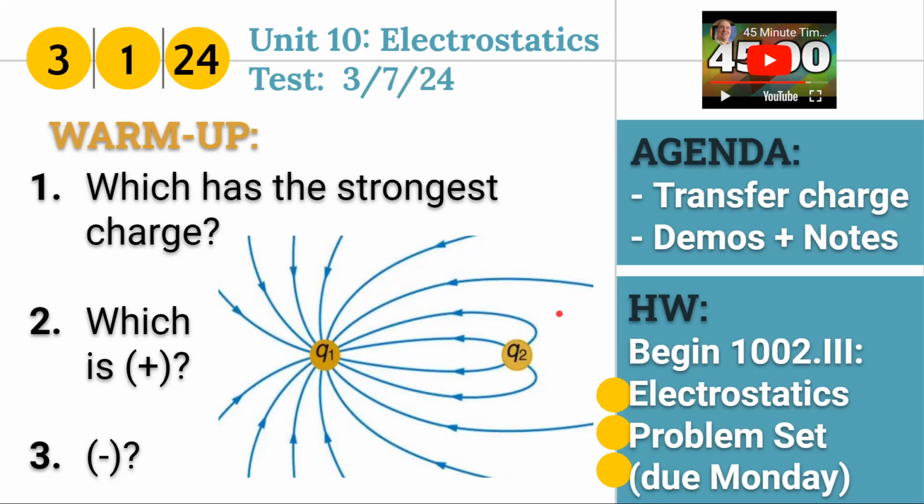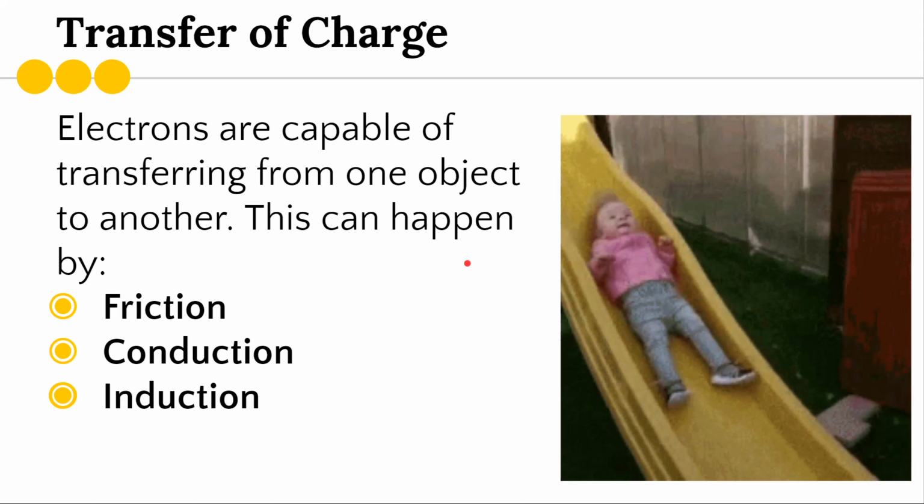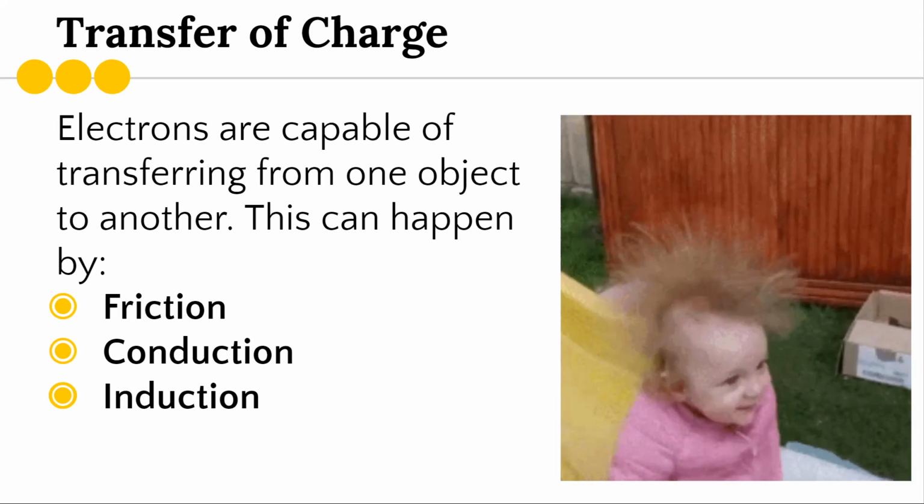We are going to take notes today on transfer of charge, and you're going to start an assignment, 1002.3, Electrostatics problem set, but it's not due until Monday because you actually won't be able to finish the whole thing until we've gone over the notes on Monday. So you'll be able to do part of it, but not the math, because we're going to do the math on Monday. So let's go ahead and get into today's notes. And again, you should have a notebook out so you can jot some of these things down.